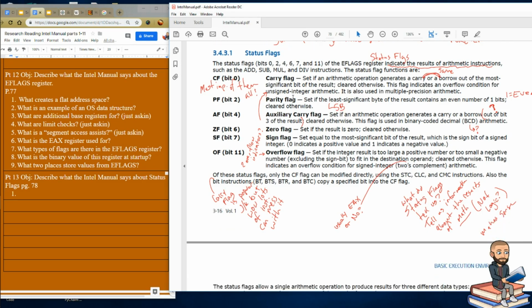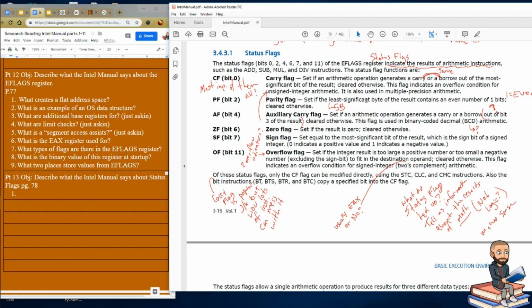Your carry flag. This is set if an arithmetic operation generates a carry or a borrow. So borrow for subtraction, right? This flag is generated out of the most significant bit of the result, else it's cleared. This flag indicates an overflow condition for an unsigned integer. Unsigned meaning a positive number, or at least that's how positive numbers are treated in arithmetic.